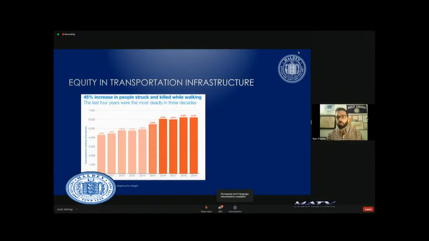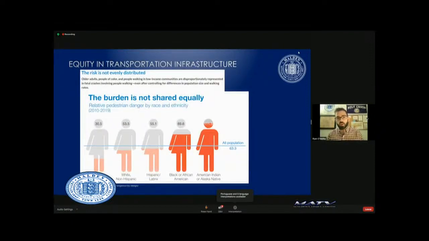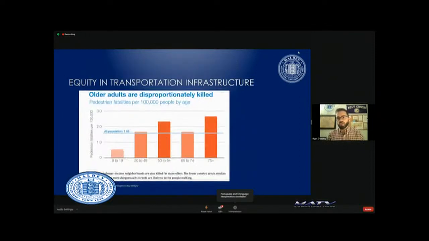Equity and transportation, what do we mean by that? Over the last 4 years, they were the most deadly in 3 decades. People are getting struck and killed by cars more and more and more. One of the issues with that is it shouldn't be happening at all, which shows that our roads are not safe. But the burden is also not shared equally. As you'll see from this chart, BIPOC people are being disproportionately impacted by this. And why is that? It's also impacting older adults who are disproportionately killed by vehicle crashes.